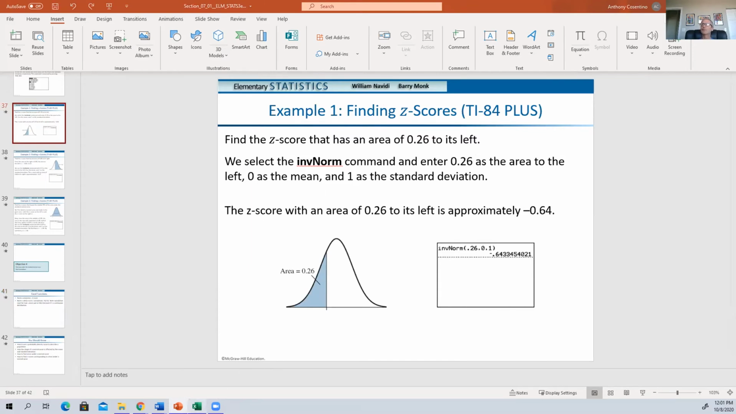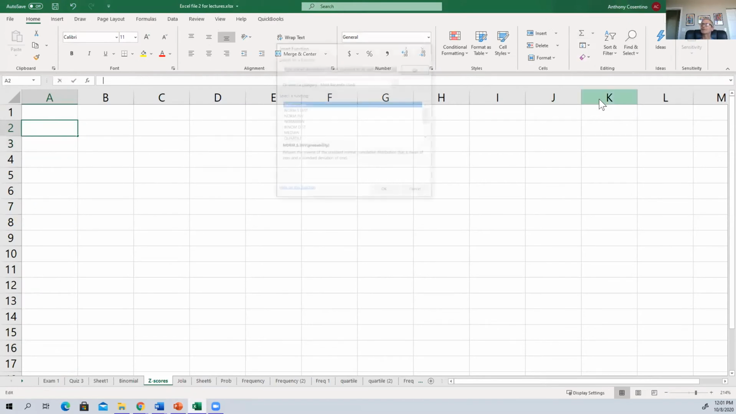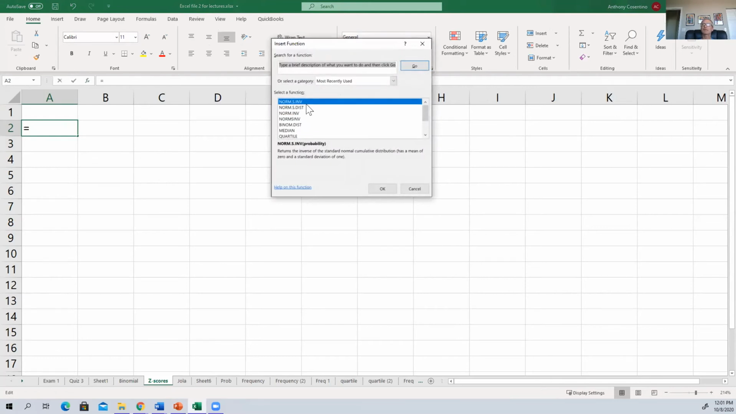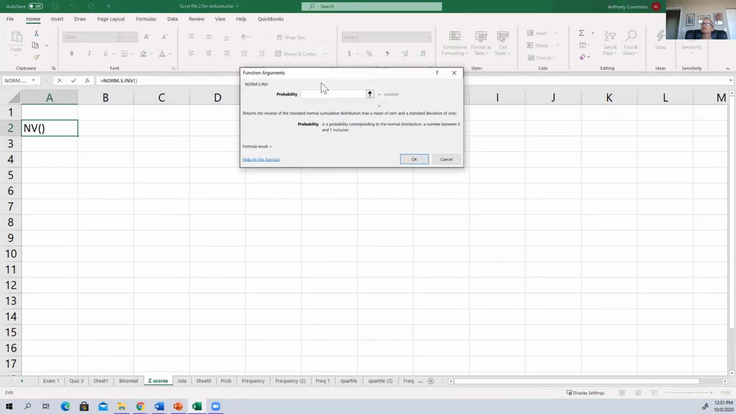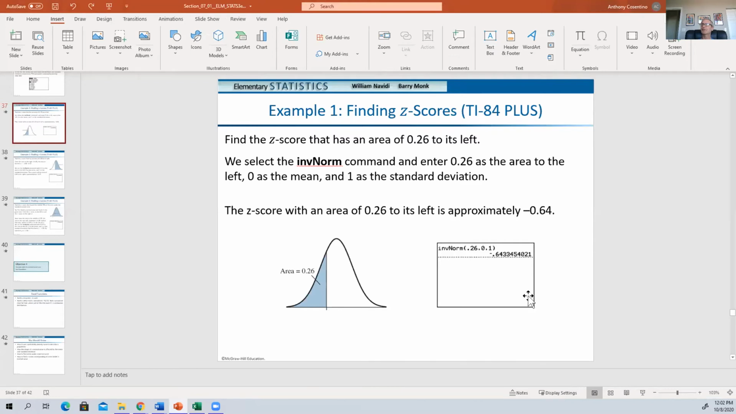So the first one, if we pull up, let's play with it a little bit. We get more functions and then norm.s.inv, and you type in 0.26 and you get that z-score. And so whatever you want to round to, you round to. It looks like in the presentation they rounded to 2 decimal points, but you can see that your calculator will give you a boatload of decimals as well. So that is less than.